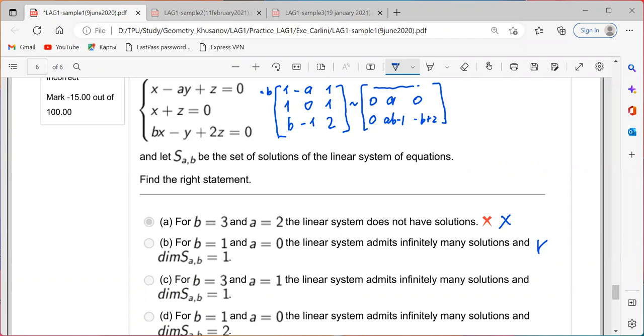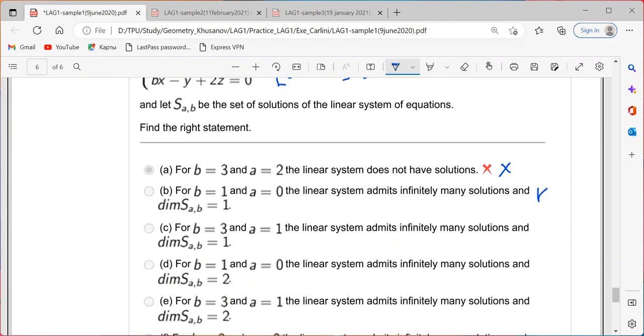Unknowns Z will be just a parameter. That's why the solution space depends on one parameter, which means that the dimension of solutions will be 1. So it's the correct answer. You can consider the other ones again. Dimension equals 1. You can check if you put 3 instead of P and A equal 1.